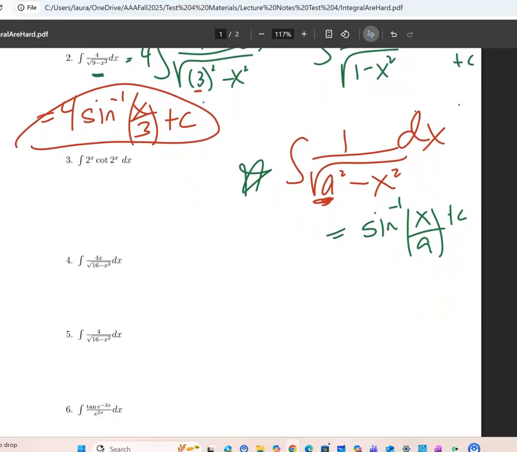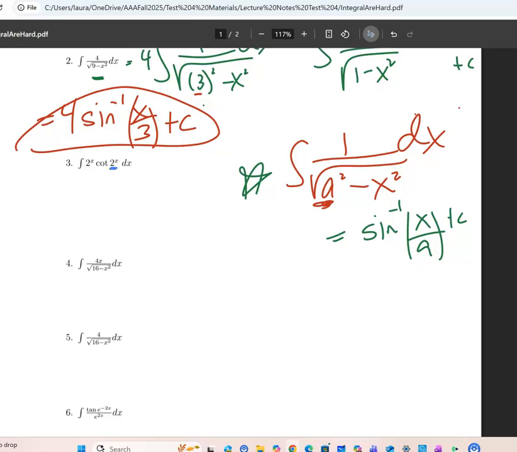Let's look at this one. So here, I'm going to let u equal the inside function. So if I let u equal 2 to the x, then du is 2 to the x ln of 2 dx. I'm going to make some room here.